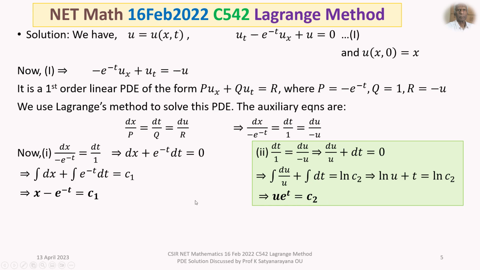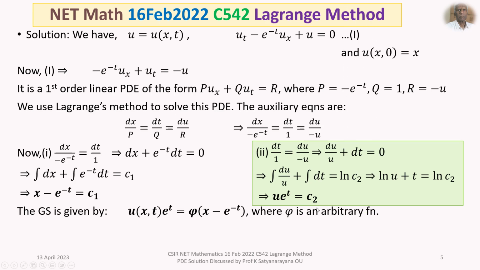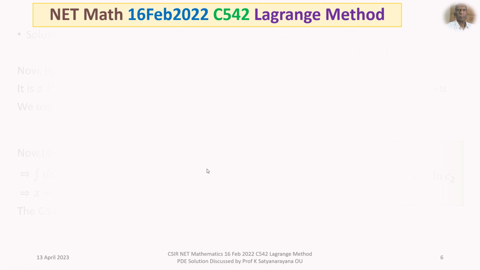And the general solution is given by c2 is equal to phi of c1. That is, u e power t, where u is a function of x comma t, into e power t, is equal to phi of x minus e power minus t, where phi is an arbitrary function to be determined with the given boundary condition. We will do it in the next slide.